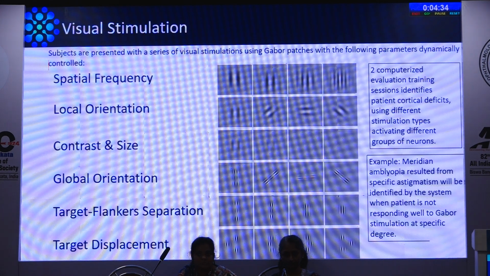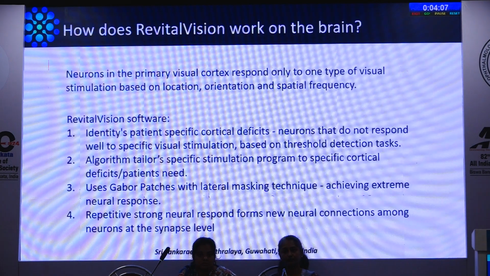So 2 computerized evaluation training sessions will identify the patient's cortical deficit using different stimulation types, activating different groups of neurons. For example, a meridional amblyopia resulting from specific astigmatism will be identified by the system when the patient is not responding to the GABA stimulation in a specific degree. So this is how they present the stimulus to the patient.